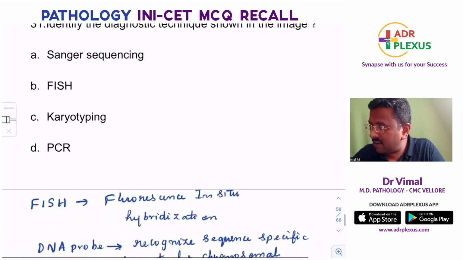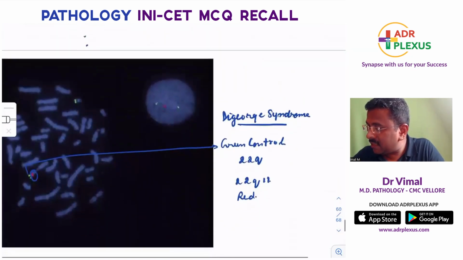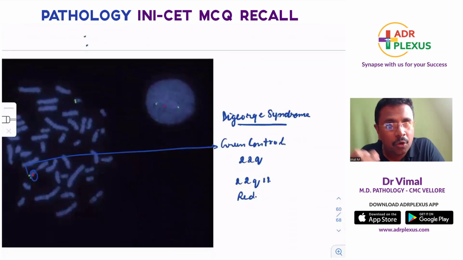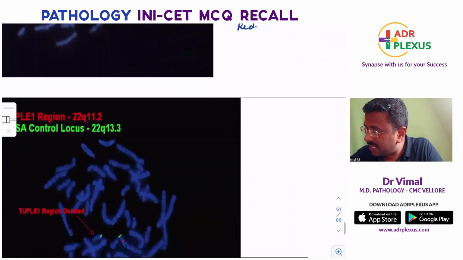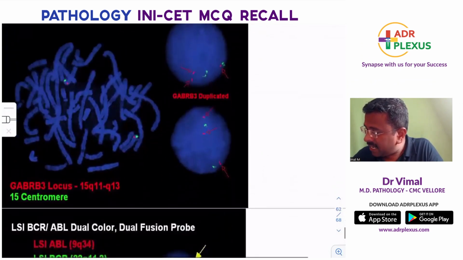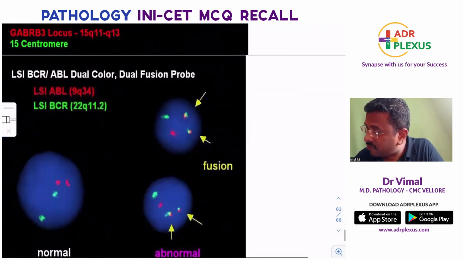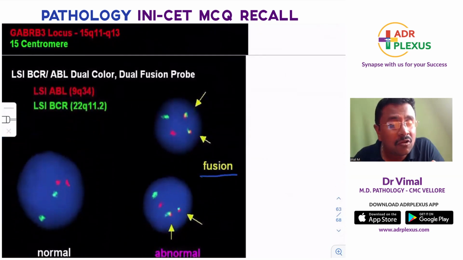So the FISH technique, fluorescent in situ hybridization, we have discussed this. It is used with the help of a fluorescent labeled probe. You can detect a deletion, or an additional loss, or chromosome duplication, and also fusion gene products, like in the Philadelphia chromosome. With the help of this FISH technique, you can identify the fusion gene products.